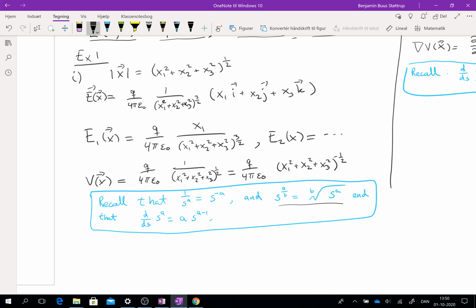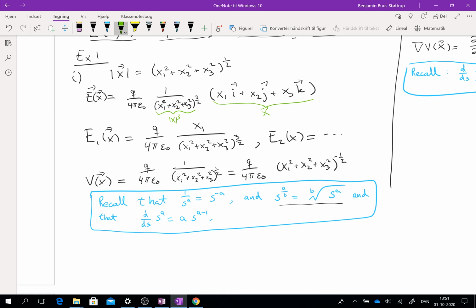So if we use that, we can write our vector function E as q divided by 4 pi epsilon 0, and then 1 over, then we had the length here, so this is basically just the norm of x to the power 3. So note that we have 3 halves here, which means that we should take the square root and then we should raise it to the power 3, or do it the other way around, raise to the power 3 and then take the square root. And then what we have here is just the vector x written with i, j and k.